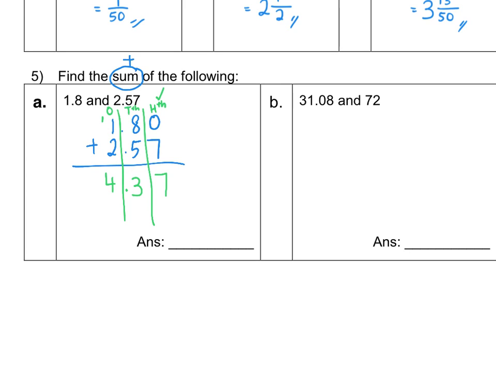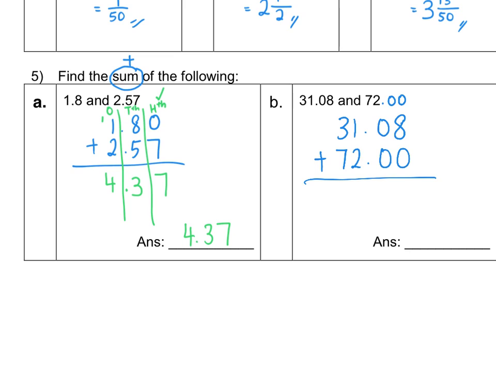So the answer for part A is 4.37. Let's go on to part B. You have 31.08 plus 72. So 31.08 plus. Now how do you write 72? 72 actually is 72.00. So you must align the decimal point. And now we label the place value chart. We have the ones, the tens, the tenths, and the hundredths place.